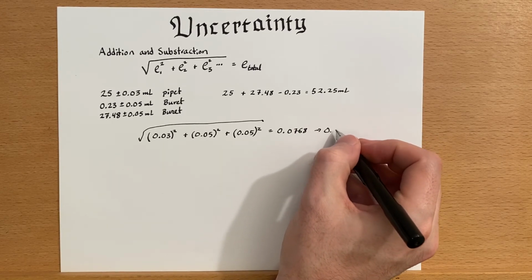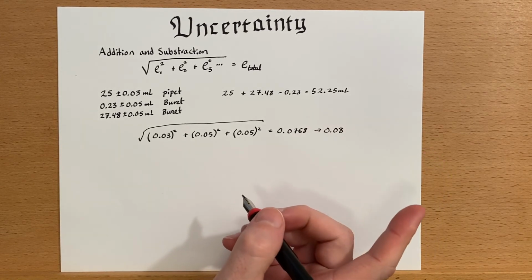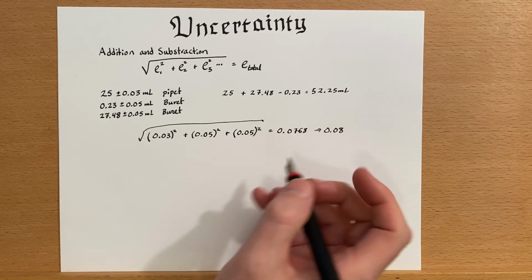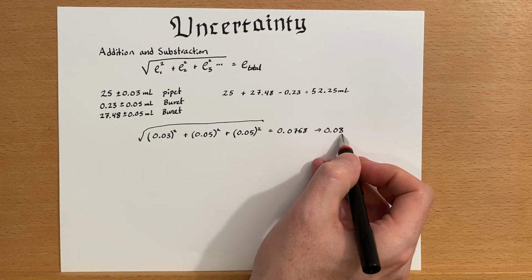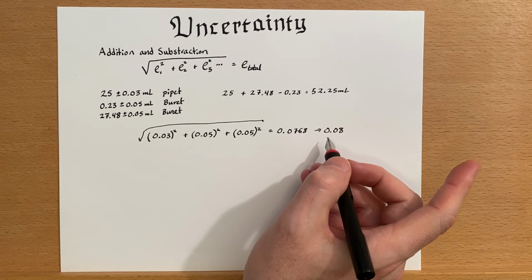So 0.08. So when I write my final answer here, I should write it to the amount of error that I have. The error starts at this digit right here. So that's how many significant figures I have.